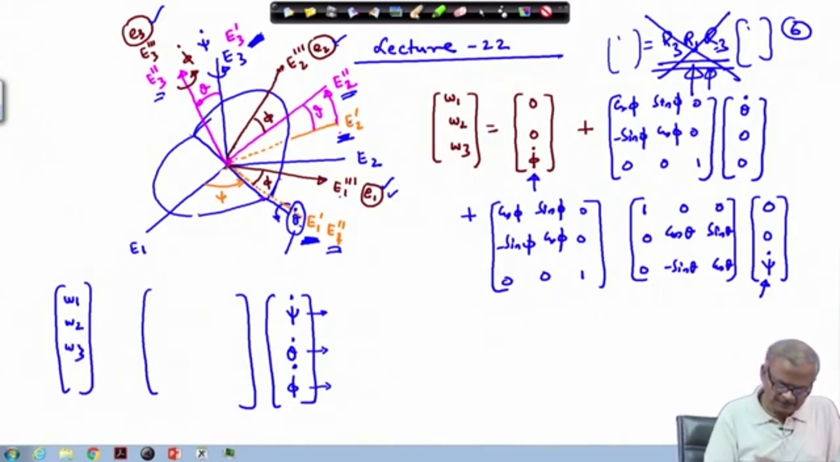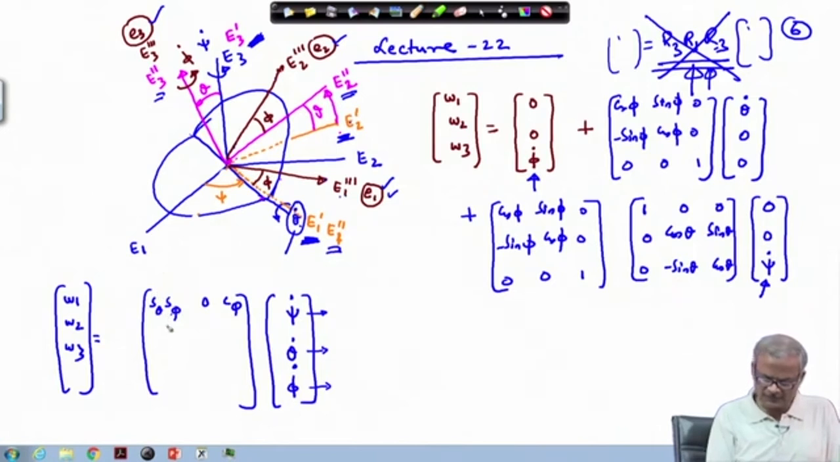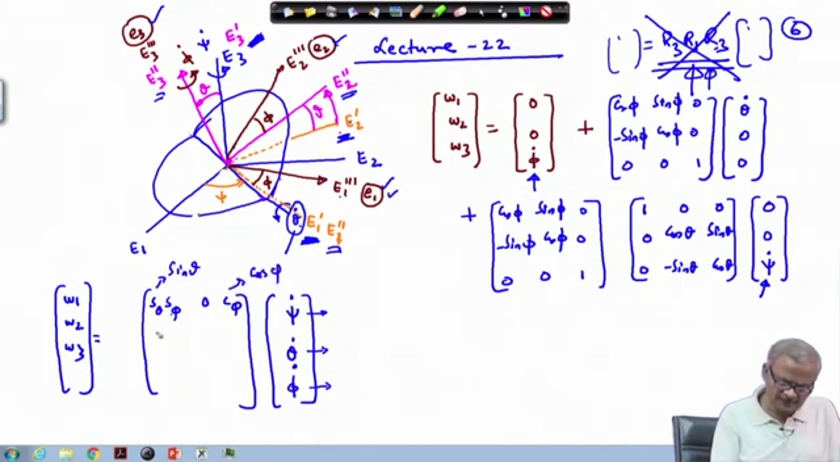And that particular term we can write as S theta, S phi, 0, C phi. For this you need to just add it up, first solve this and put it in a simple format, linear equation format, which will be basically in the algebraic format, where psi dot, theta dot, phi dot will appear, and this will act as those coefficients. So, this S theta is nothing but sin theta, and similarly this is cos phi. This notation we are following here to make it shortcut.